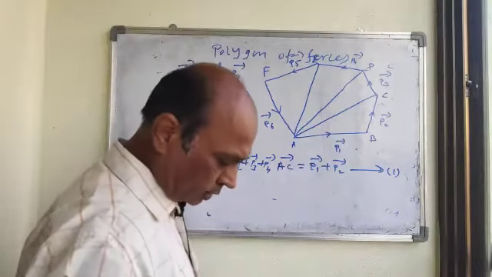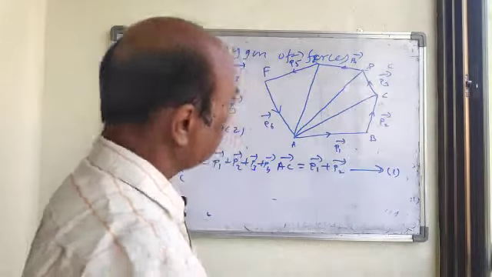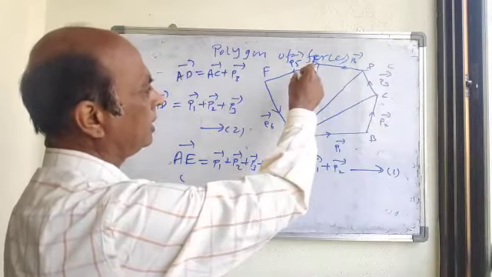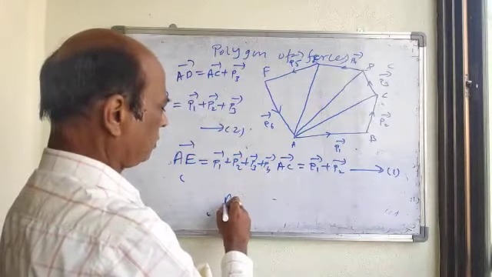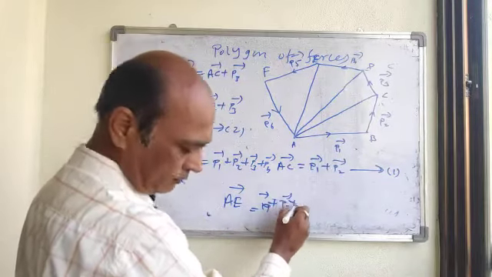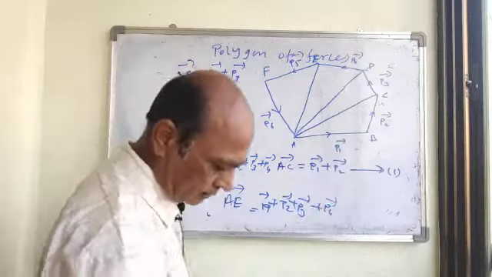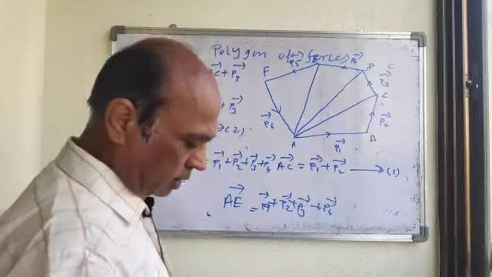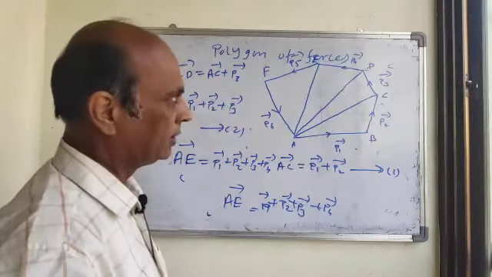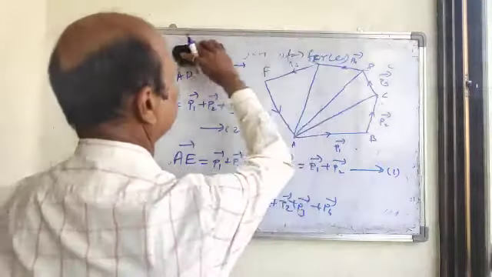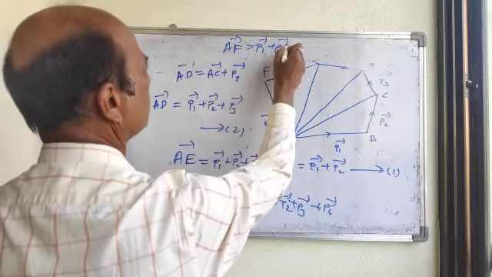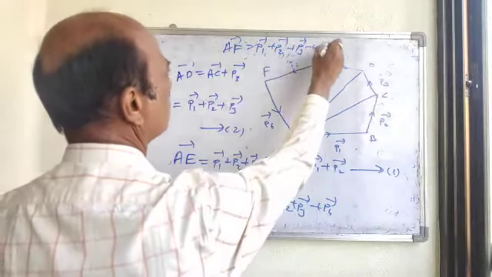Again, the resultant of AE bar and P5 bar is represented by AF bar finally, and that AF bar, here I am writing this AF bar, that is equal to this P1 bar plus P2 bar plus P3 bar plus P4 bar plus P5 bar.